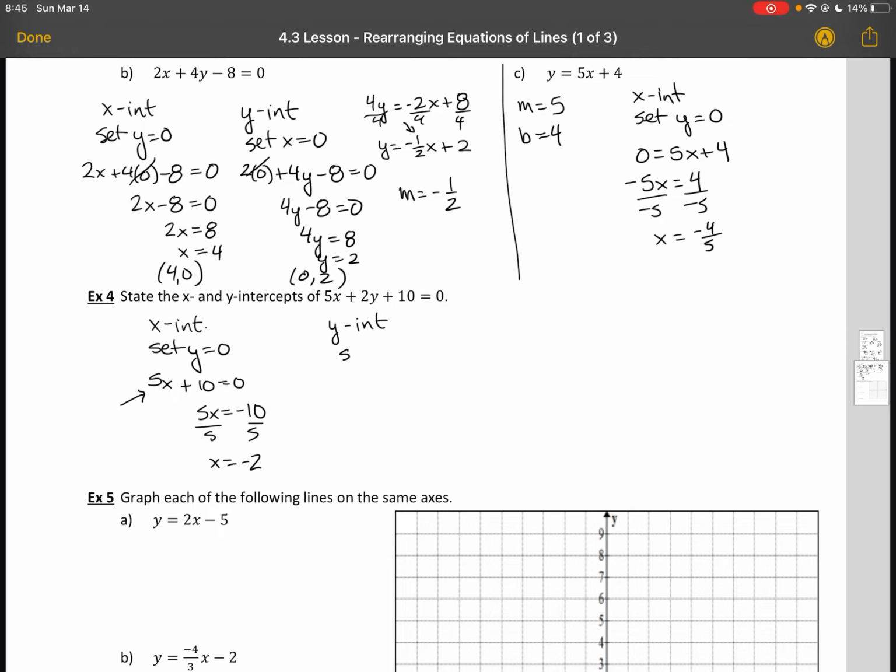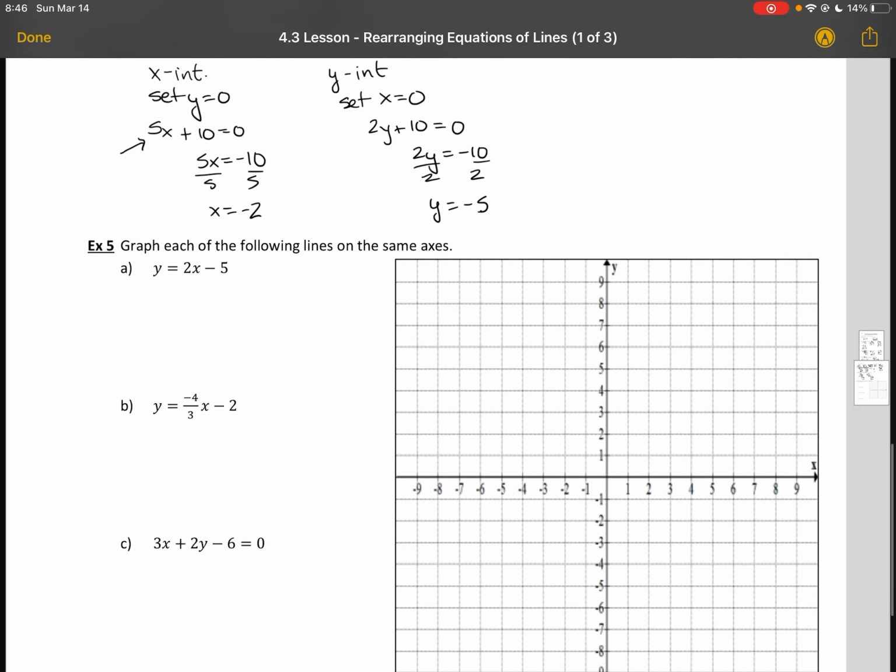The y-intercept, I'm setting x equal to 0, so I'm not going to write the x term. That just leaves me with 2y plus 10 equals 0. Solving that for y is going to give me y equals minus 5.